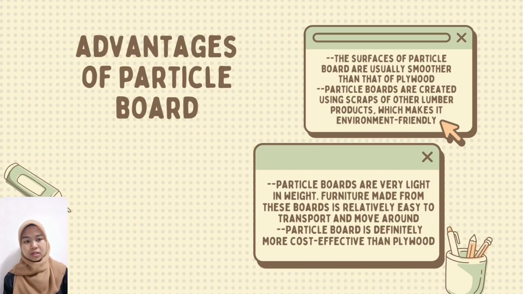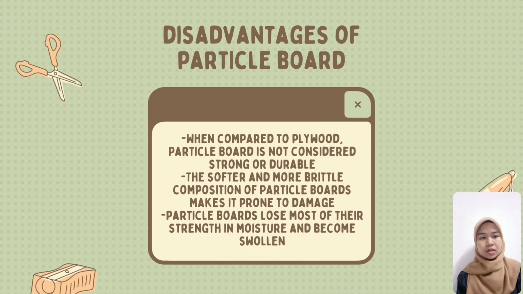Now we look at the advantages of particle board. The surface of particle board is usually smoother than that of plywood. Particle board is created using scraps of other lumber products, which makes it environmentally friendly. Particle board is very light in weight. Furniture made from this board is relatively easy to transport and move around. And particle board is definitely more cost effective than plywood.